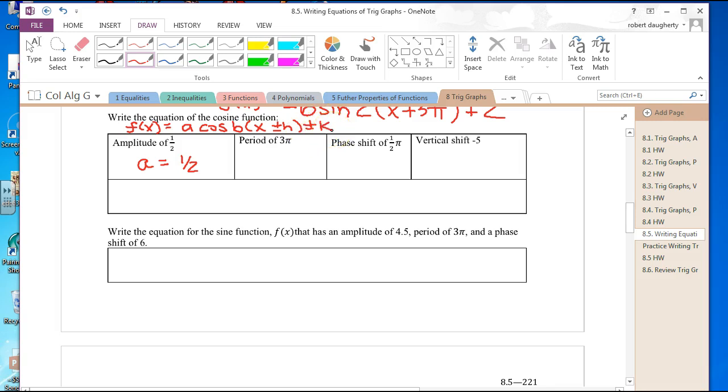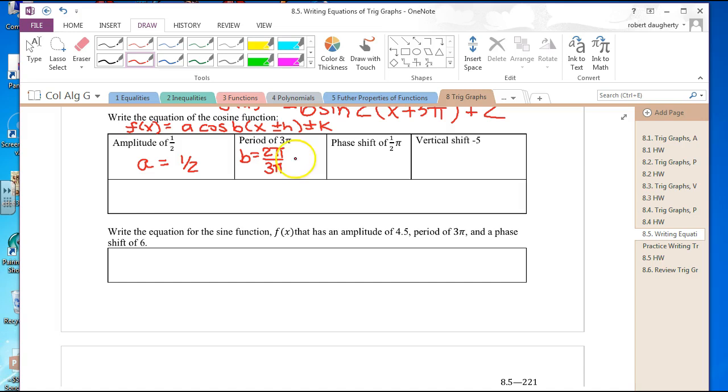So the period is 3 pi. What do I use that for? To find B. B is going to be 2 pi divided by 3 pi. B is 2 pi over the period. The period is 2 pi over B, and B is always 2 pi over the period. Let me know that you know this. The period is 2 pi over B. B is 2 pi over the period. You just switch them. That's all that is.